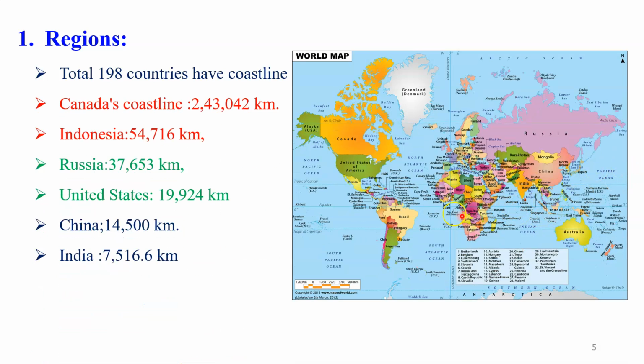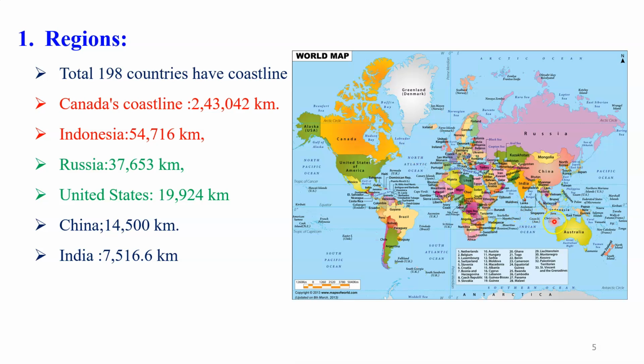If you see this map of the world, you can see that most of the countries located here have coastlines. The largest coastal area is covered by Canada. The country has a coastline of 2,43,042 kilometers. Here you can clearly see that the eastern part, northeastern part, northern part, and some part of the southeastern, this whole part is occupied by the coastlines of Canada.